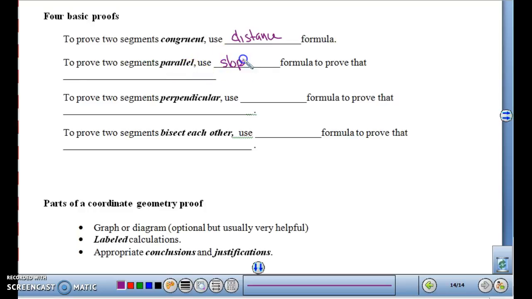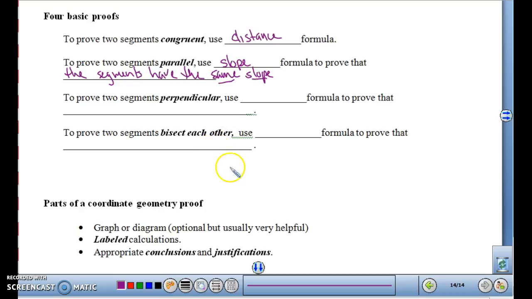To prove 2 segments parallel, what formula do we need? We need the slope formula. Now, using the slope formula, how do we know that the lines are parallel? They would have the same slope. So to prove segments parallel, use the slope formula to prove that the segments have the same slope. All right, so you would have to state the segments are parallel because they have the same slope.